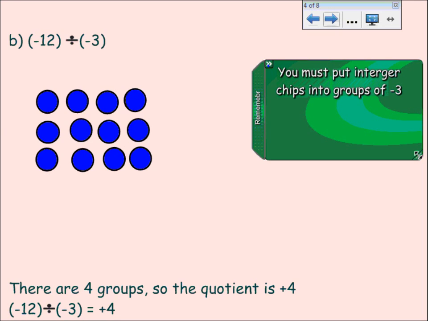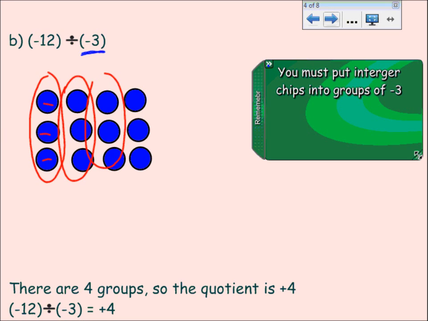In the next question, we have negative 12 divided by negative 3. So again, we want to put them into groups of negative 3. So we've got this as a negative here, and we are going to group them into groups of 3: 1, 2, 3, and 4.